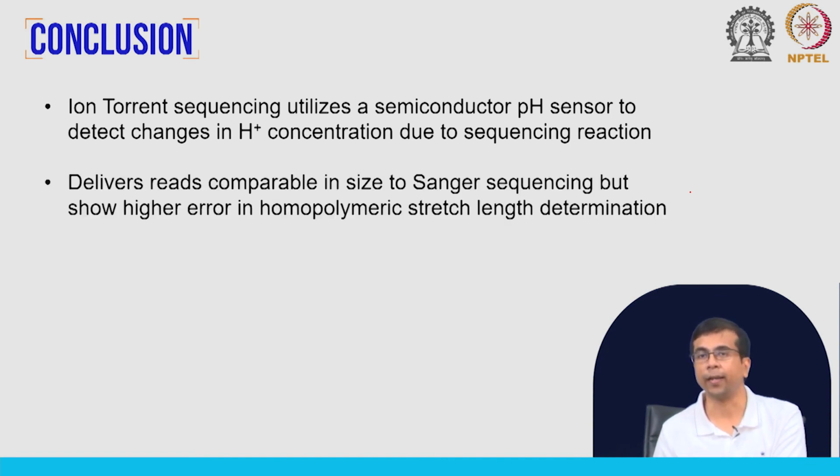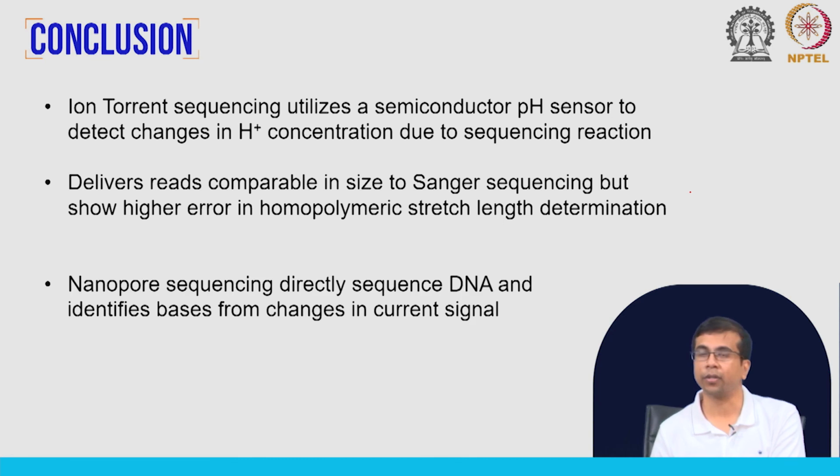This happens in cycles, which we have discussed. We add one dNTP at a time and we observe for signals. We get reads of comparable size to Sanger sequencing, but we have the problem that we have seen earlier: there is a higher error rate in the homopolymeric stretch regions. So we get more indels in those regions.